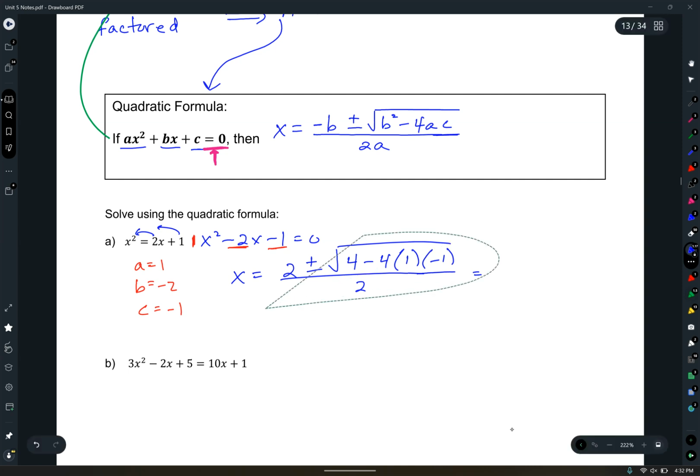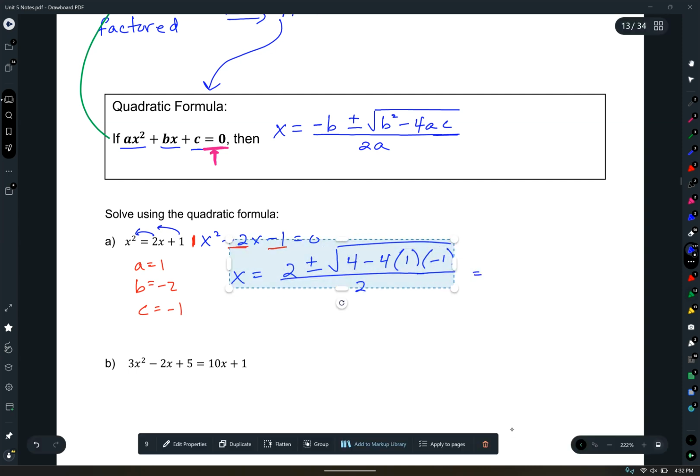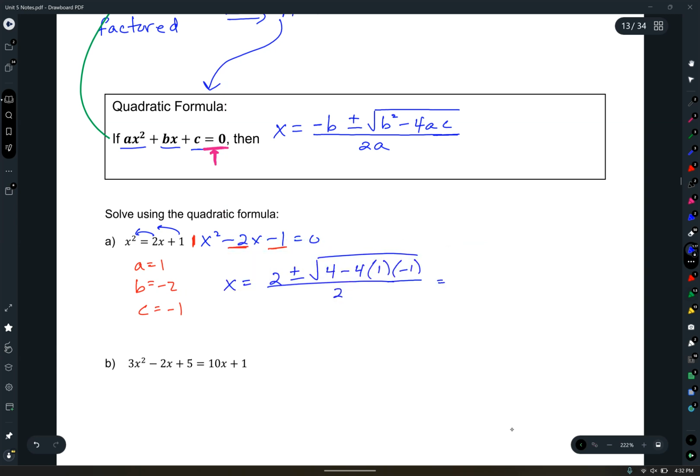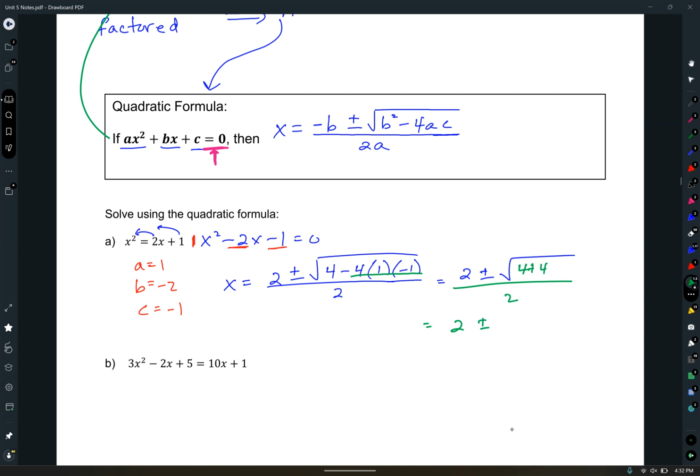Okay, if I simplify underneath the square root, think order of operations. So I'm going to have 2 plus or minus the square root of, so I can't say 4 minus 4 because according to order of operations, the first thing I have to do is this multiplication. So 4 times 1 is just 4, so this is going to turn into a 4 plus 4 all over 2. So I've got 2 plus or minus square root of 8 over 2.